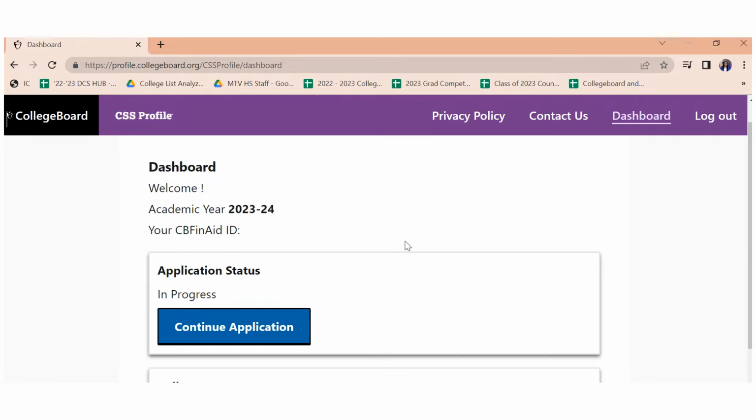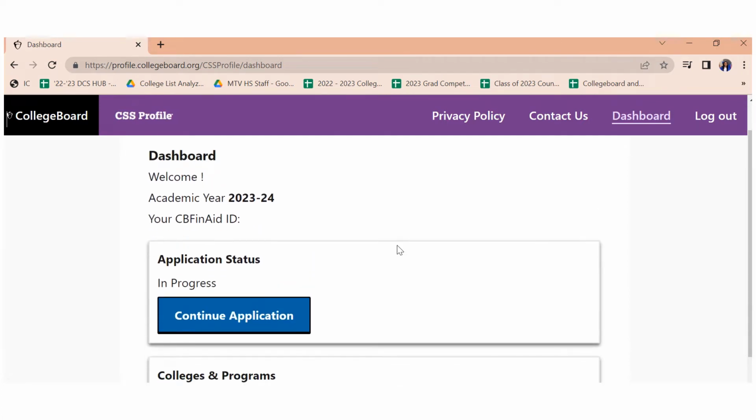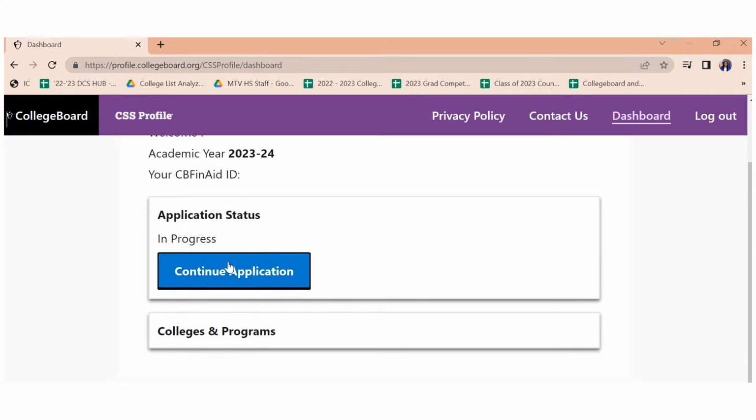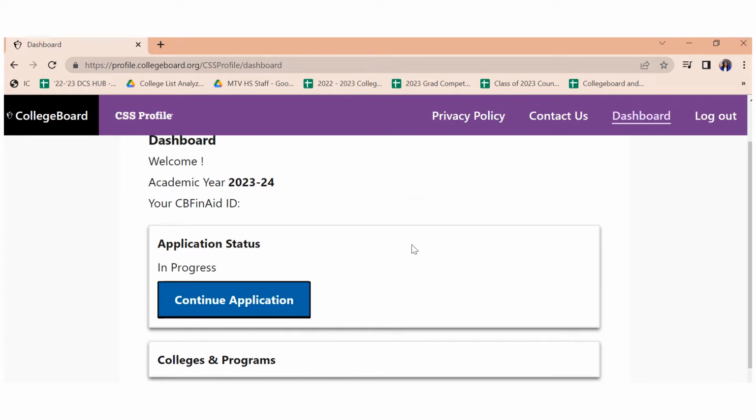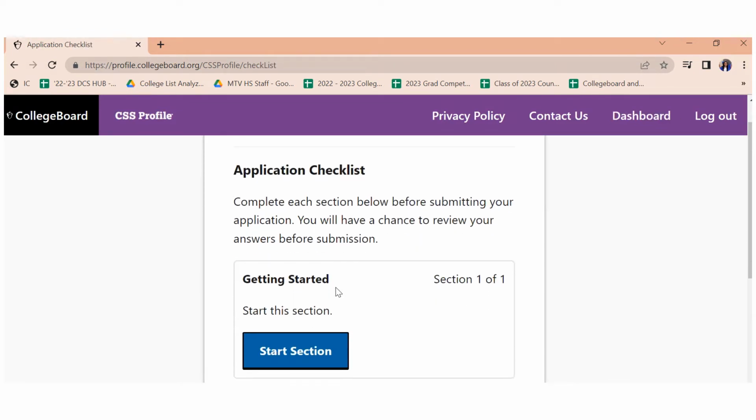And then you will see application status. It will either say start or continue application. And again, make sure that it says 2023, 2024. If it doesn't have your College Board financial aid ID here yet, that is okay. And we will be adding colleges and programs to this section. Remember that not all colleges will be asking you to complete the CSS profile, so not all colleges will be on here, but we will talk about that when we get to that section. So go ahead and click Continue Application, and we will get started.